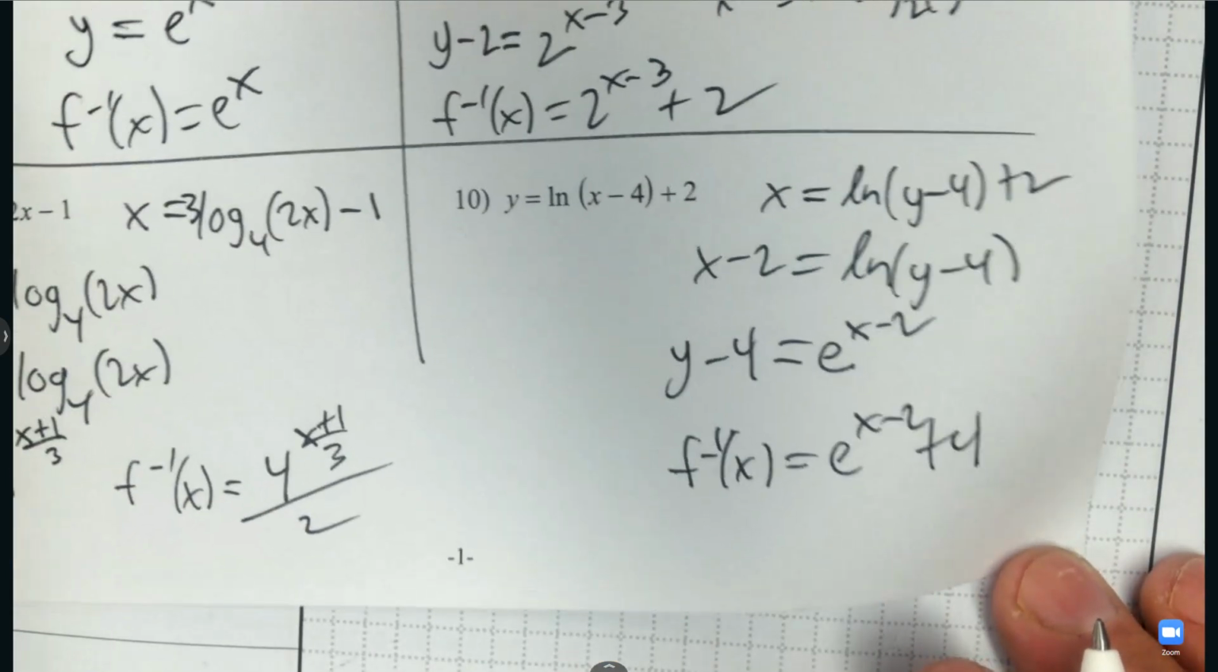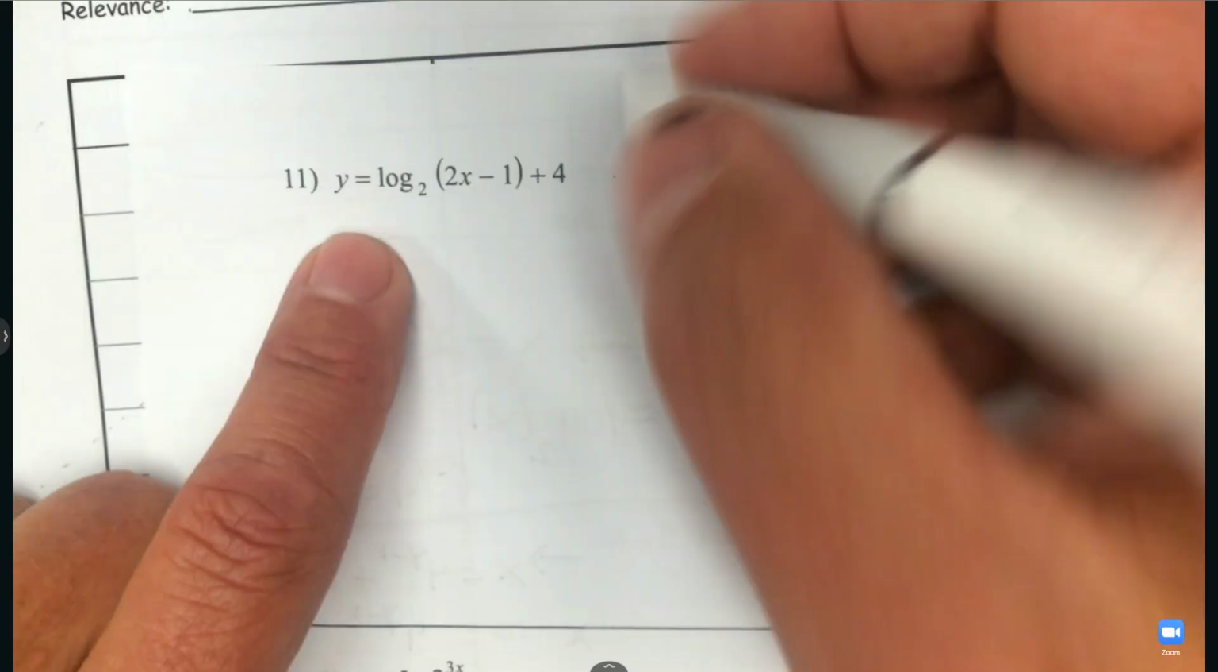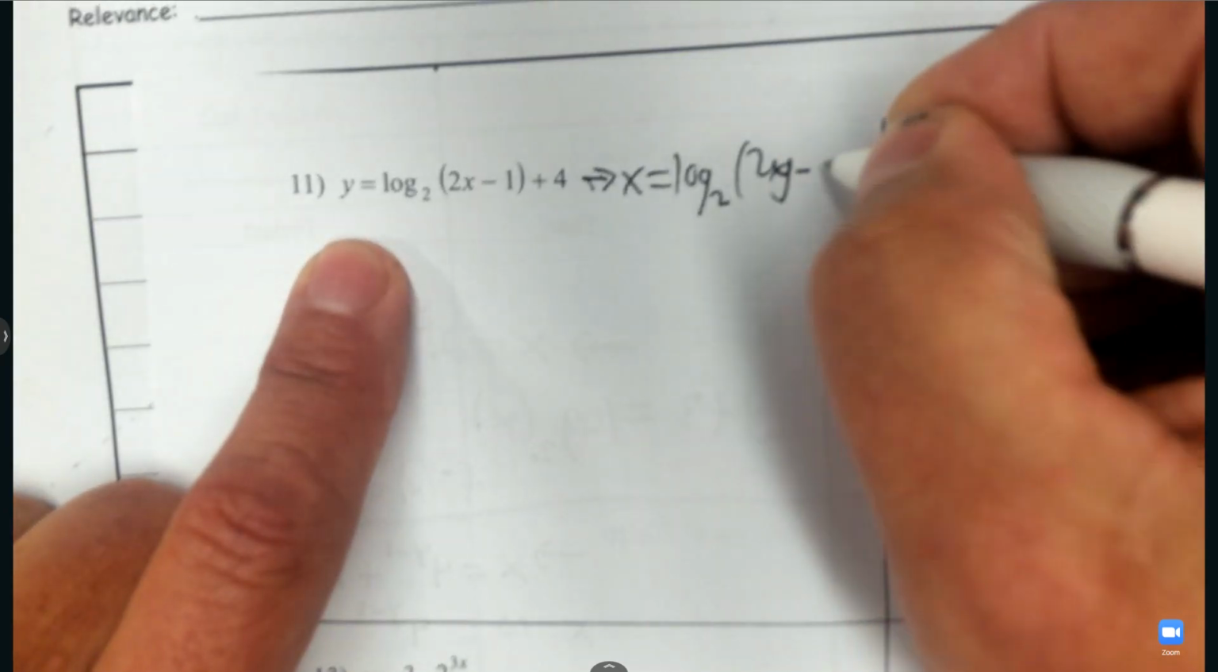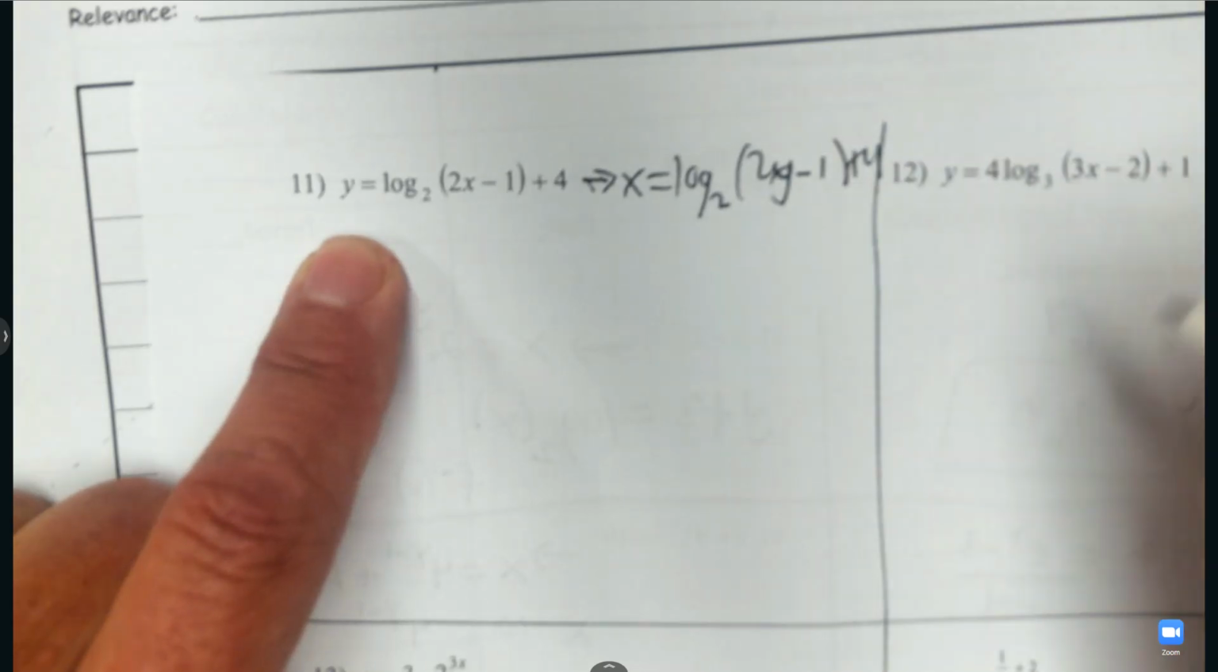All right, turn the page. Hopefully your work is done and you're checking your work by now. So again, I have a logarithm. So step 1, I'm going to create some space here to answer it. Step 1 is to inverse this. So x equals log base 2 of 2y subtract 1, plus 4.